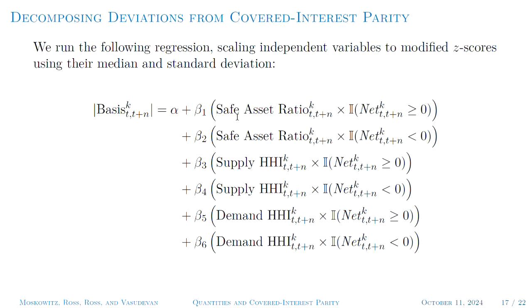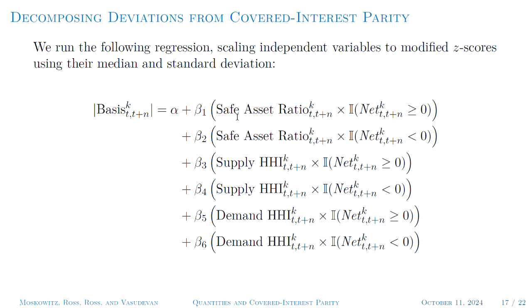So let's put it all together. I've told you that there are three things that drive the basis. Now I'm going to run a regression that really compares those different drivers. I'm going to put the absolute value of the basis on the left-hand side. And on the right-hand side, I'm going to have those three measures that I discussed: the safe asset ratio, supply concentration, and demand concentration. I'm looking at the absolute value of the basis to understand the deviations from zero. And I'm going to separate out cases in which banks are net dollar borrowing versus net dollar lending. And the reason is very simple.